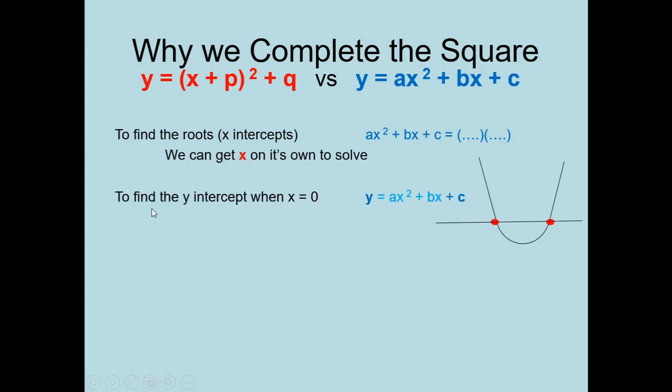Next, finding the y-intercept. Finding the y-intercept for this format is really easy. When x is equal to 0, just figure out what c is. Y will be equal to 0 plus c. So this format's generally best for that. But if you've already got the completed square format, when x is equal to 0, y is just going to be equal to p squared plus q, right? Because the x is 0.